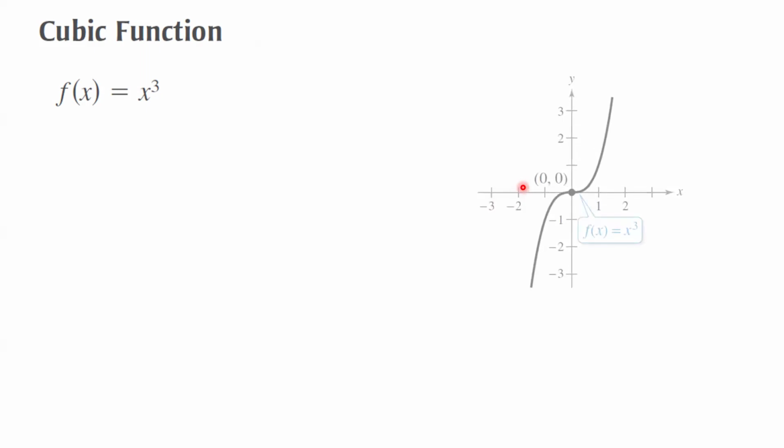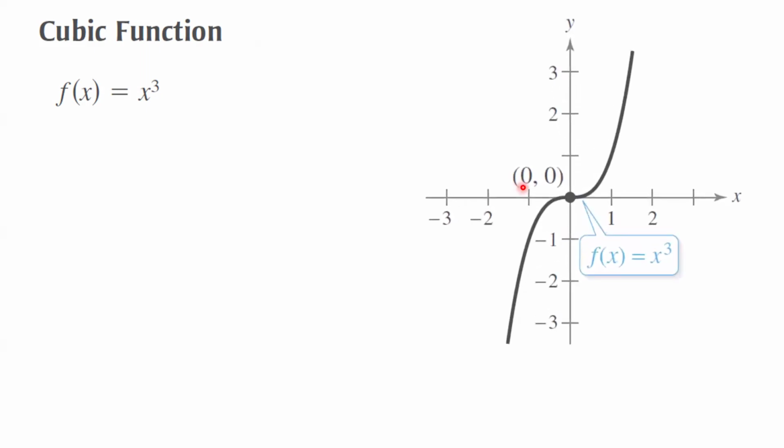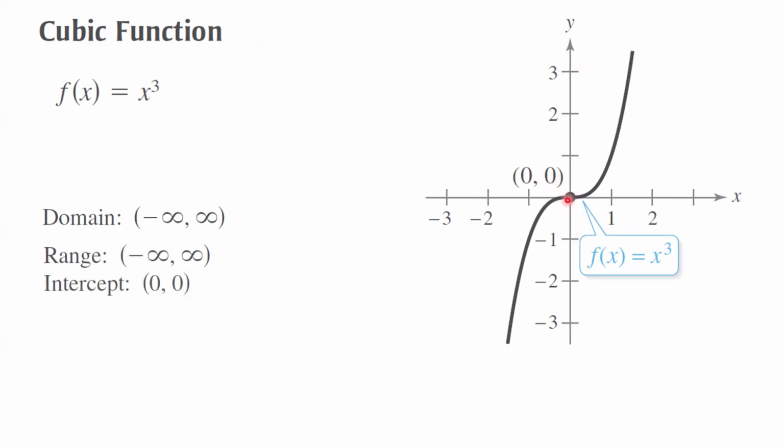The next function is cubic function. F of x is equal to x to the power 3. The behavior of the function is like this. The function is increasing all the time. The domain of the function, as you can see, is from negative infinity to positive infinity. The range is also from negative infinity to positive infinity. The intercepts are only happening at the origin.